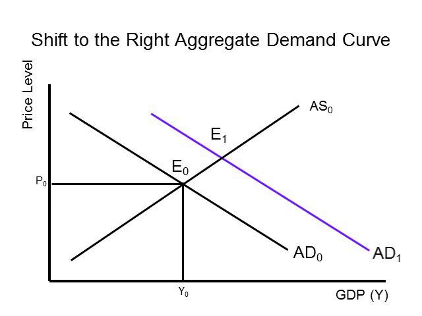If we draw, this will create a new equilibrium point E1. If a line is drawn from the new equilibrium point to the price level axis, we see that the price level increases from P0 to P1. If a line is drawn from the new equilibrium point to the GDP axis, a new equilibrium GDP is found. Notice that the GDP has increased from Y0 to Y1.